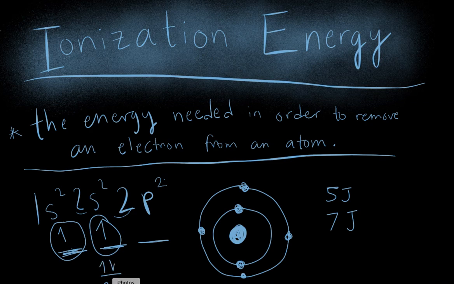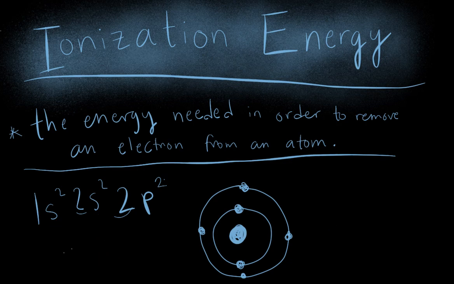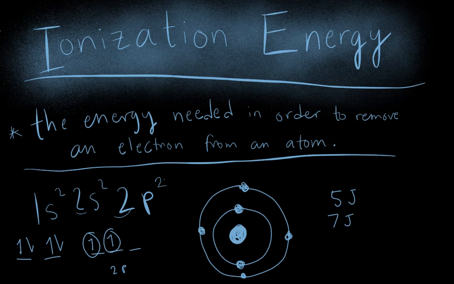Let me draw this out much nicer. So we have right here the 1s, the 2s, and this is the 2p. We said it only had 1, 2. The 1s was completely filled, 2s is completely filled. This is the first electron. We're going to take that away. It's not going to require that much, 5 joules. Second one, we said about 7 joules, but it's increasing. And then this is 2s, this is 1s.